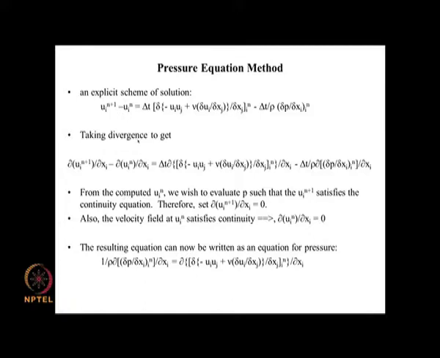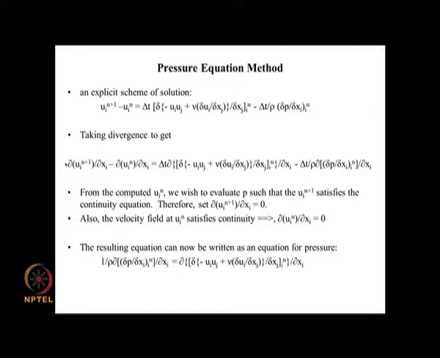Here we want to impose the idea that, from the computed u_i^n, that is the previous time step values, we want to evaluate p such that if this p is substituted into the momentum equation, which then gives us u_i^(n+1), this u_i^(n+1) should satisfy the continuity equation. And what is the continuity equation? Dou by dou x_i of u_i^(n+1). So we want a velocity field such that it satisfies the continuity equation.